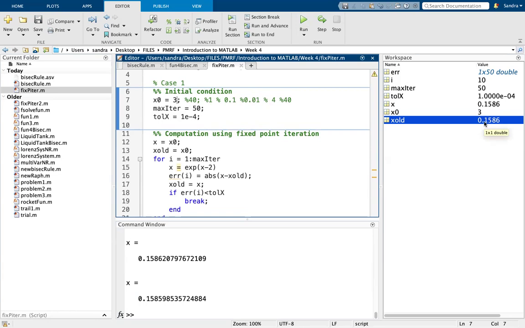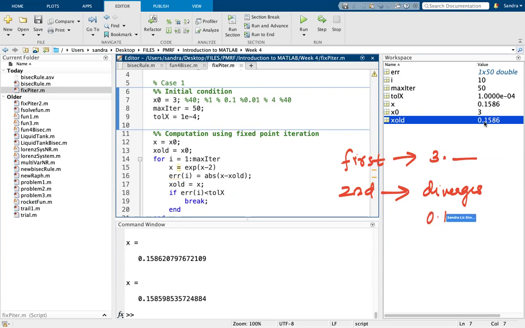So what happened is your first equation always took you to a 3 point something value. Whatever values it took, it went to 3.1. Your second equation, what happened? In some cases, it diverges. You get infinity, or in some cases, you get the solution 0.158. Okay, there are two different behaviors.